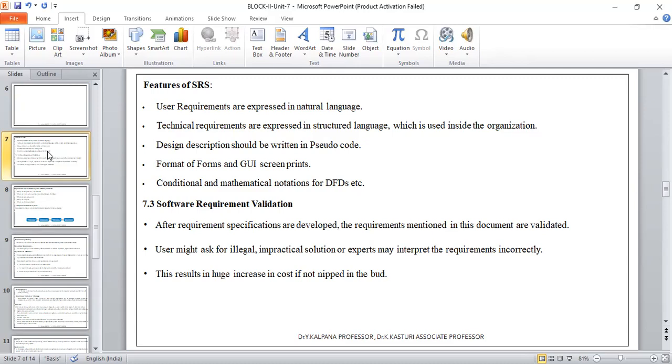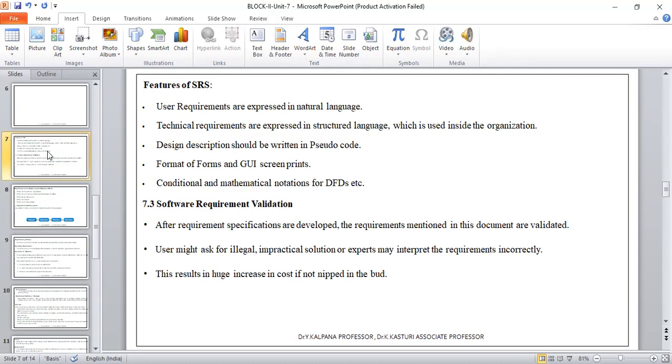Okay, first thing is what? Feasibility study. At this stage itself, the software team will decide whether the software can be undertaken or not. After that, it is okay. Then it comes to requirements gathering. After that, we will be going for the software requirement specification.